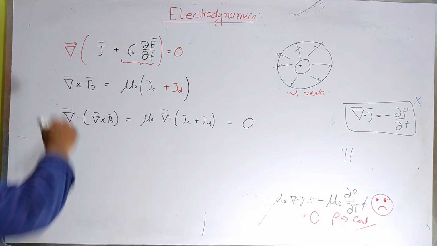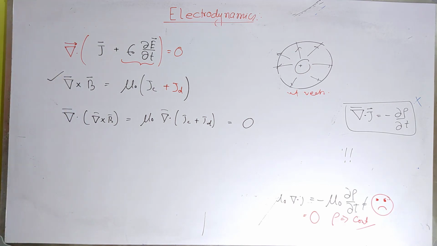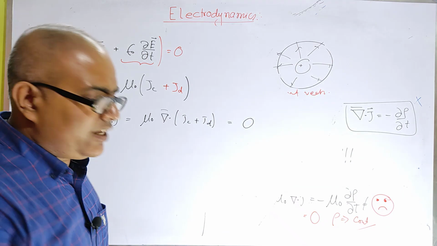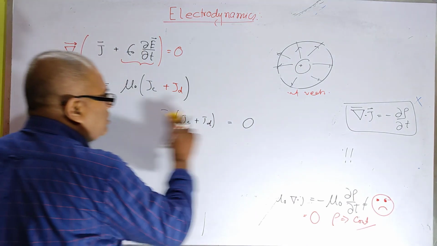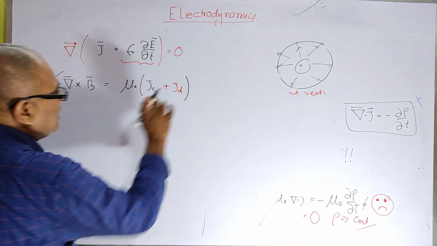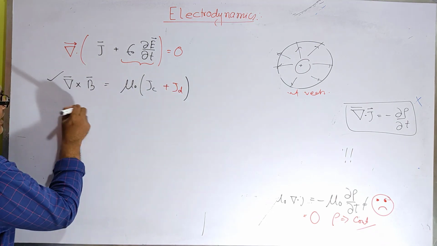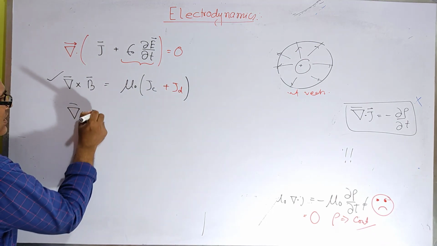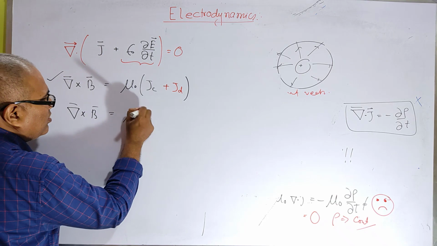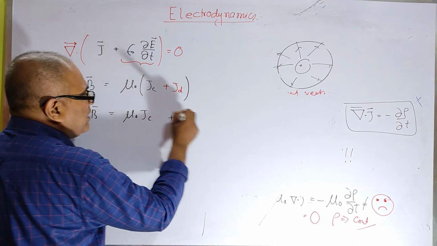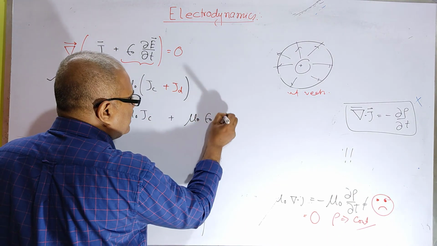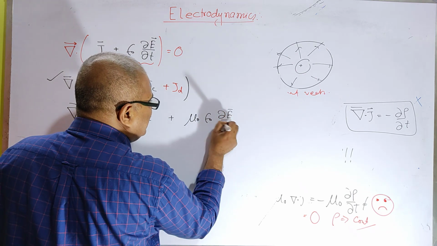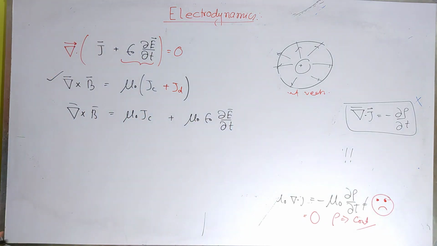Okay. So this would be the correct form, or better to say the complete form, of Maxwell's Ampere circuital law. So if you now write Jd in its explicit form: mu naught Jc plus mu naught epsilon naught del E del T. Here it is.